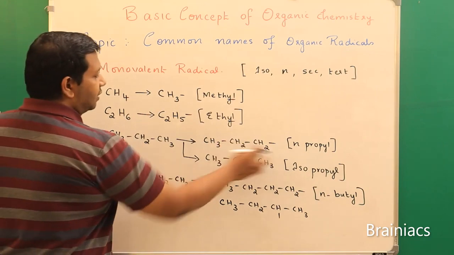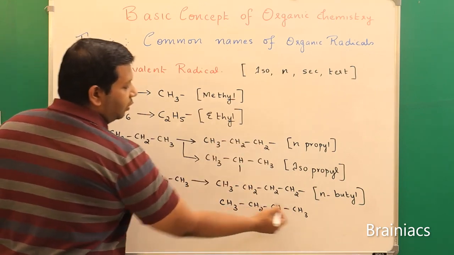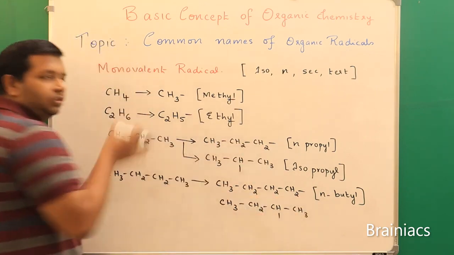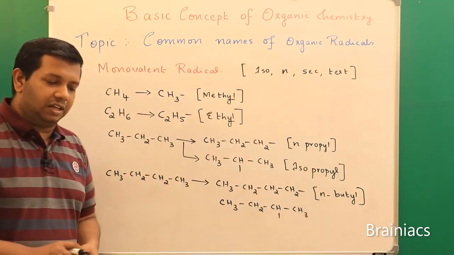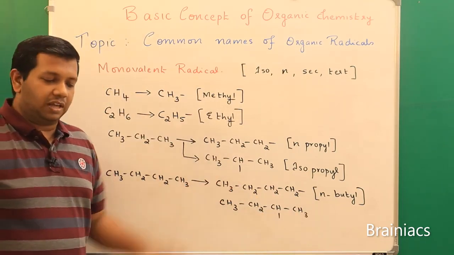Here, both are CH3. That's why that linkage, here you cannot see. Here one is CH3 and the other is CH2, CH3. So can I say isobutyl here? No, not at all possible. So what can I say?